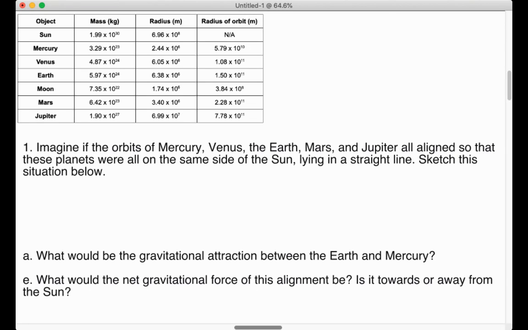So first of all, before we even get to part A, it says, imagine if the orbits of Mercury, Venus, the Earth, Mars, and Jupiter all aligned so that these planets were all on the same side of the sun, lying in a straight line. So sketch this situation below. So let's do that. Let me pick a nice color. I've got a good color.